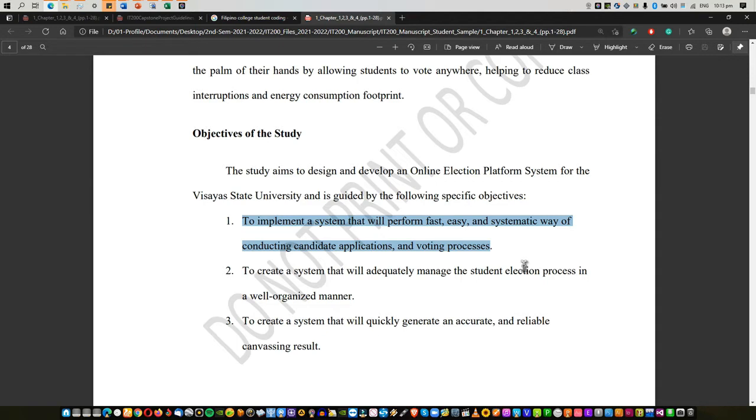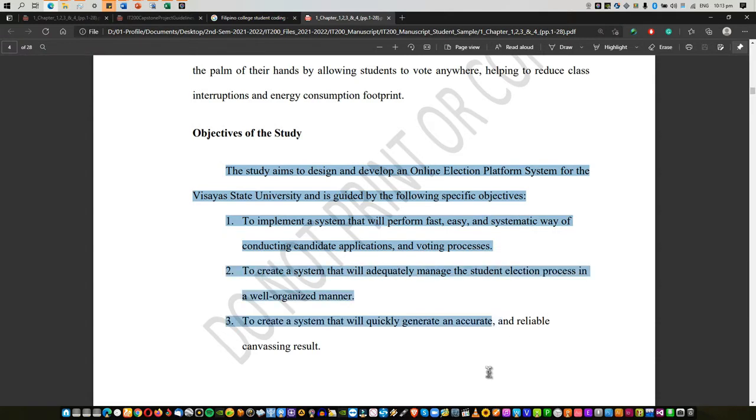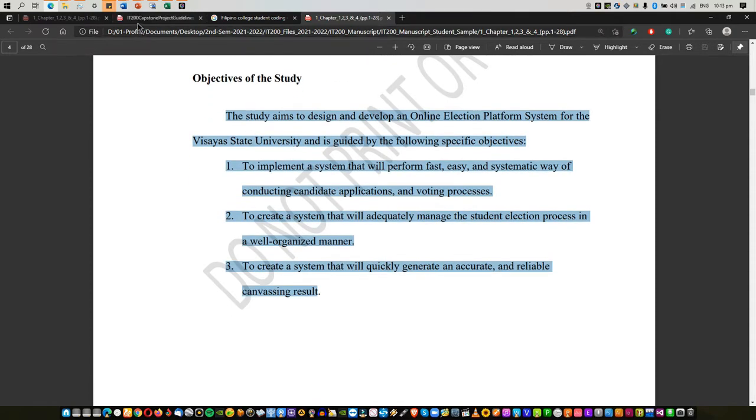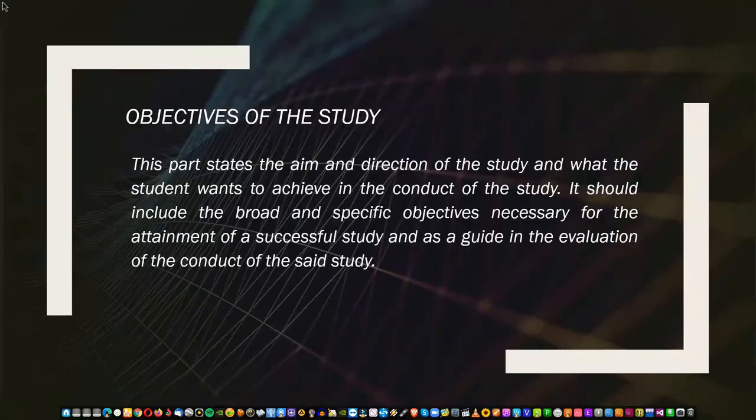So, to create a system that will adequately manage the student election process in a well-organized manner. Okay? Then, to create a system that will quickly generate an accurate and reliable canvassing result. So, that is the objectives of the study. Unsay tumong sa imuhang system. Unsay goal nimong gusto ma-achieve. So, mo ibutang diya sa objectives of the study.